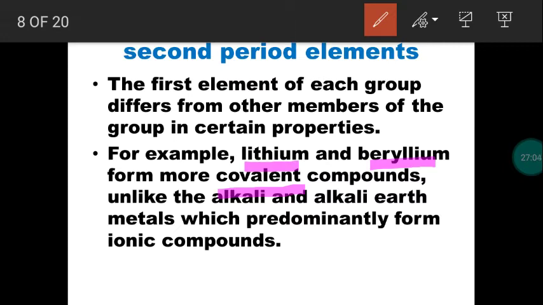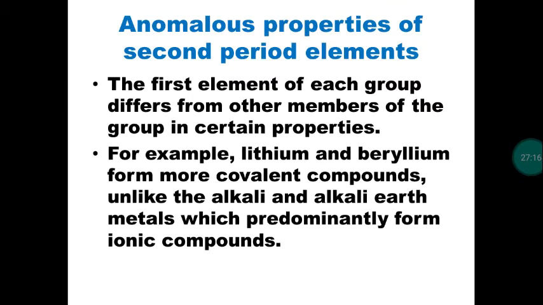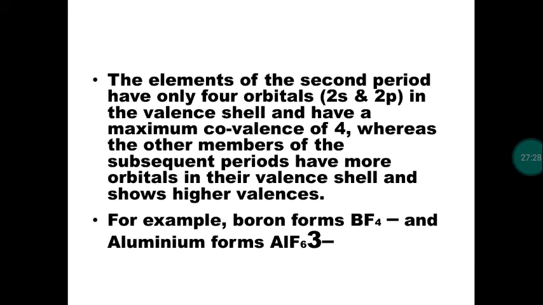So this is an important one more question, right? So always the second period elements will have anomalous nature. Lithium and beryllium, instead of forming ionic compounds, form covalent compounds. But the remaining members in the same group 1 as well as 2, they are forming ionic compounds. Next, take second period element. As we said, they are different from the other members in the same group.